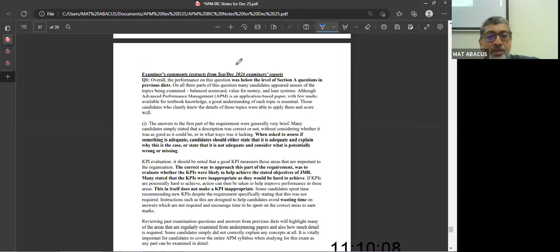For September, December 24, in question 1, part 1, the issue was, apart from being underdeveloped, when asked to assess if something was adequate, candidates should either state that it is adequate and then explain why it is adequate, or state that it is not adequate and consider what is potentially wrong. We don't need anything in between. It's either adequate or not adequate.